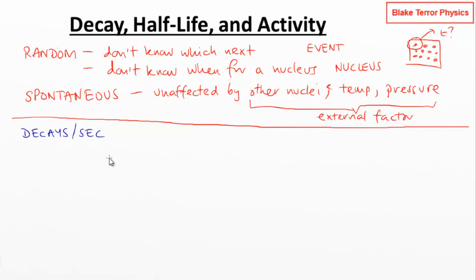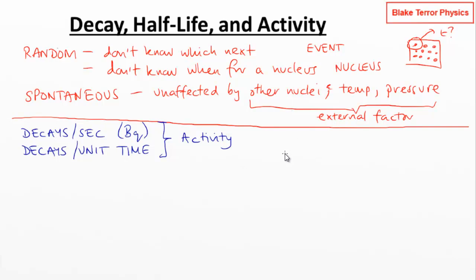So decays per second or decays per unit time, whatever way you want to look at it. Now it happens to be that decays per second are the becquerel, named after Henri Becquerel, who we mentioned in the previous video. This is the activity. So how active is our source? How many decays are we recording every second? So that kind of makes sense.